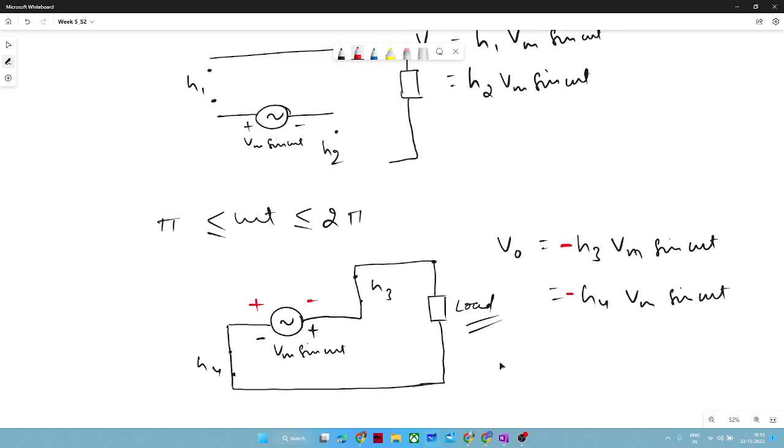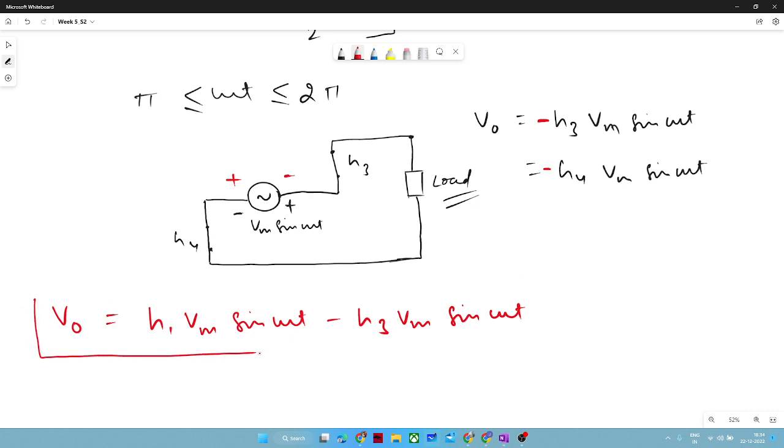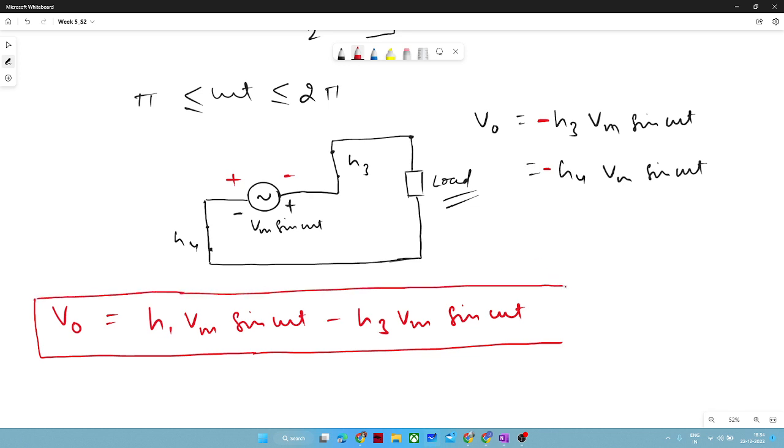So if I club all the things to come to a single expression of V naught, that will be H1 Vs, that is sin omega t, minus H3 Vs. So this will be your output voltage for a single phase full bridge rectifier.